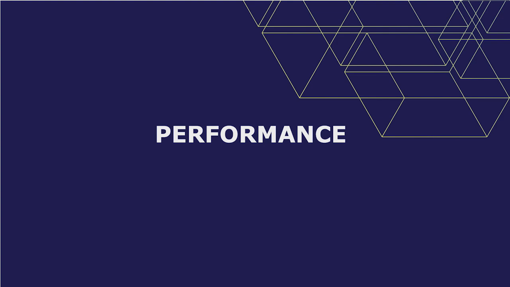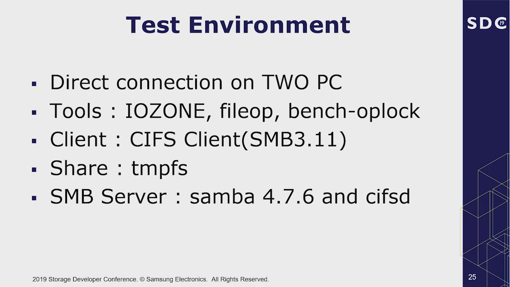In this chapter, we will show a performance comparison with benchmark tools. Performance is measured using Jeon, PyROPI, and BenchOpera. We use TempFS as the shared directory and measure performance on a direct connection between two PCs to reduce result error. And Opera release is disabled to avoid caching. We use the kernel CIFS client.